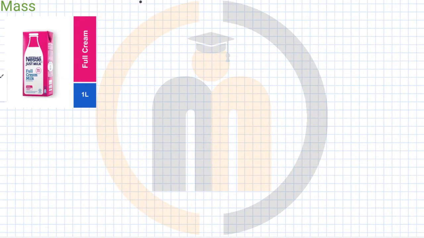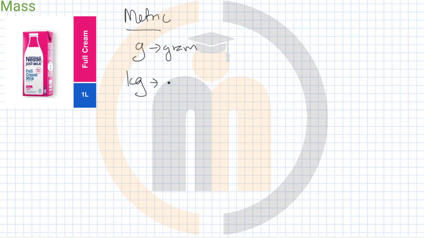Then we go into mass. For mass in metric, we would typically use two units, which are gram and kilogram.